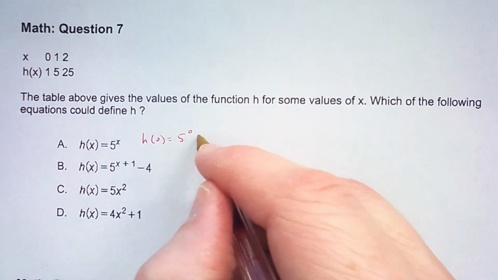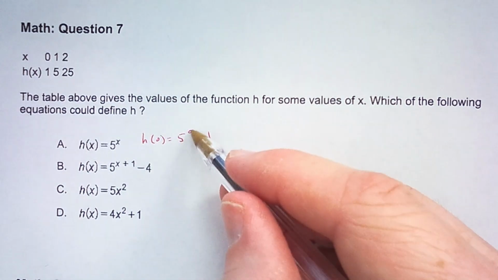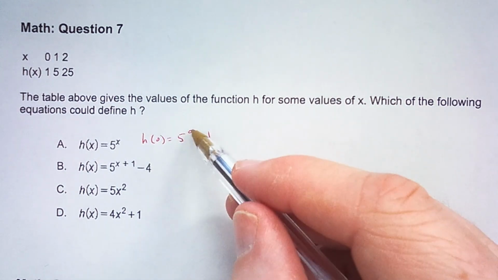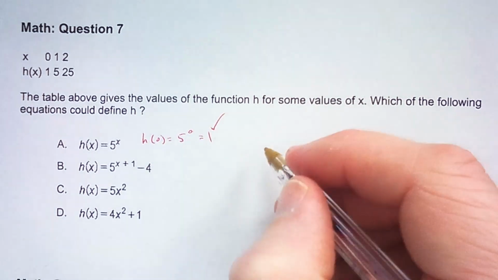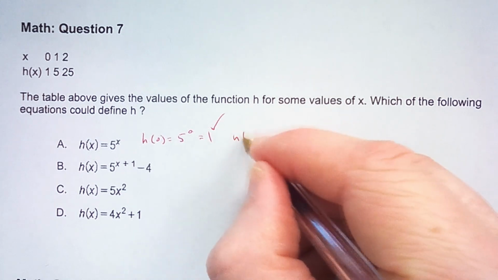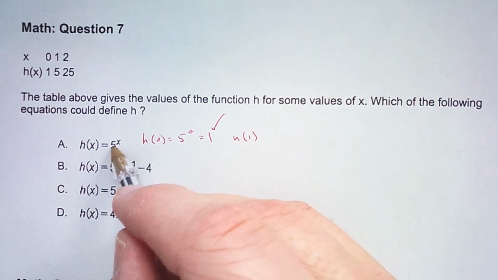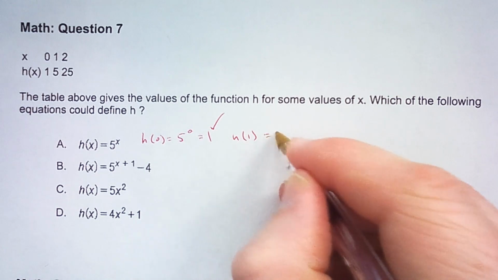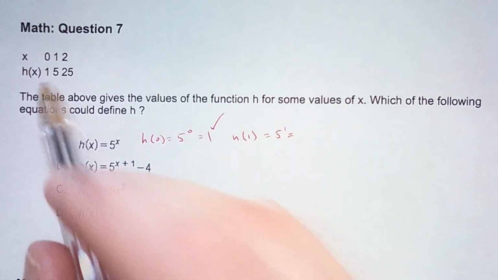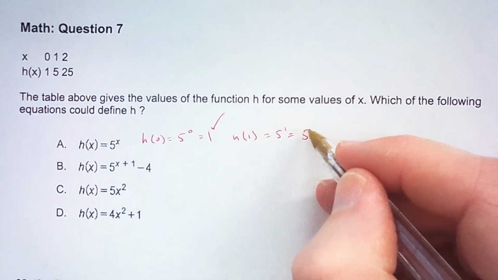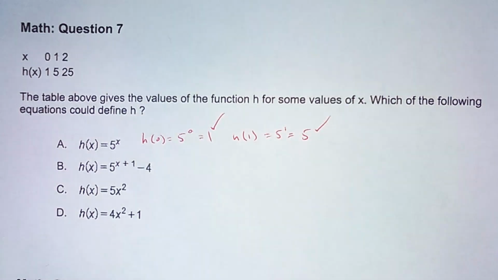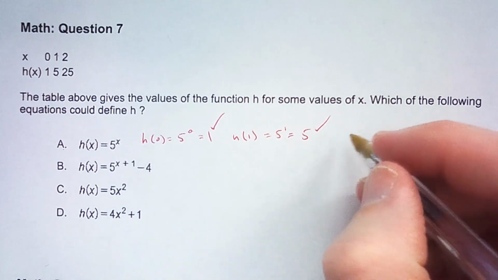And it's saying that that's going to equal 1, and that is true. 5 to the 0 power is 1. In fact, any number to the 0 power is defined to be 1, so this is true. Okay, let's check h of 1. So it would be 5 to the 1 power, and it's saying that that should equal 5. Is that true? 5 to the first power is 5? Yes, that is true. If the next one is true, then we're just going to choose option A and move on. If the next one is not true, we'll try option B.